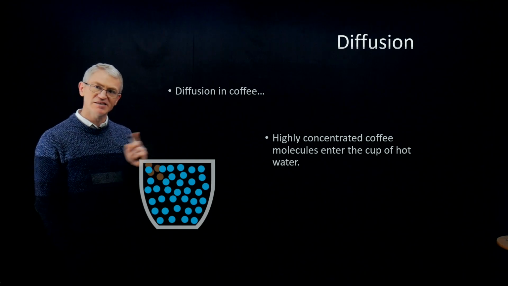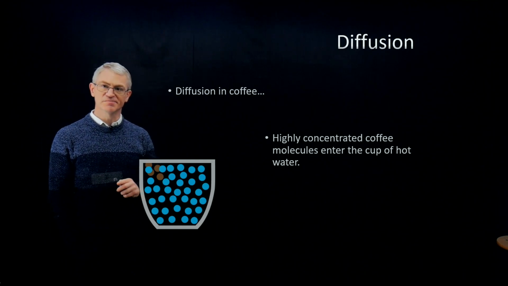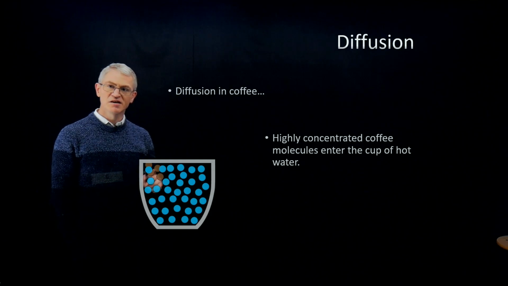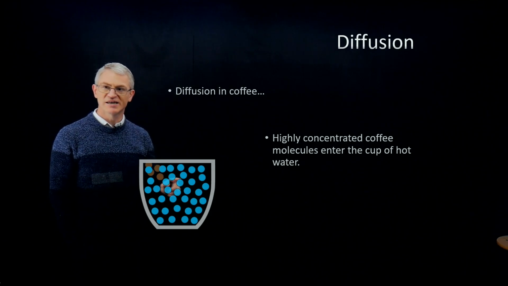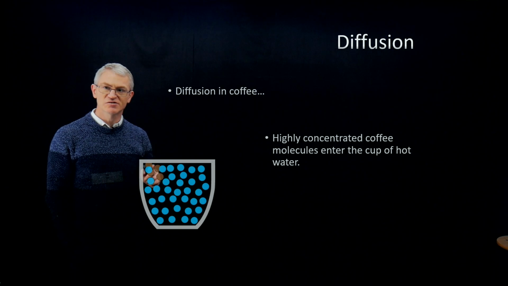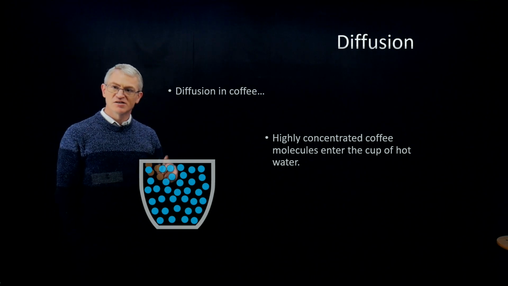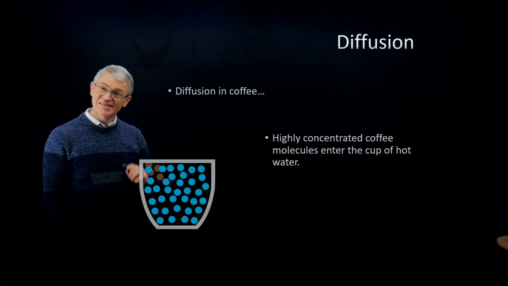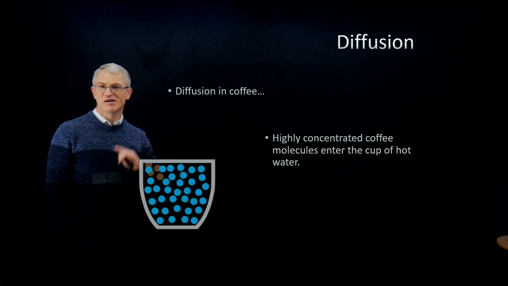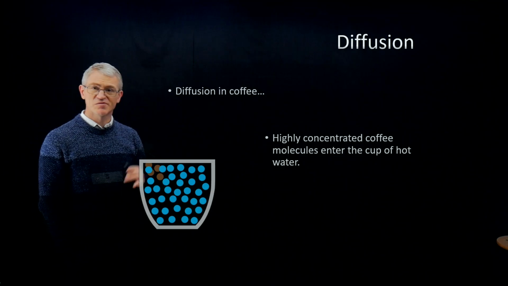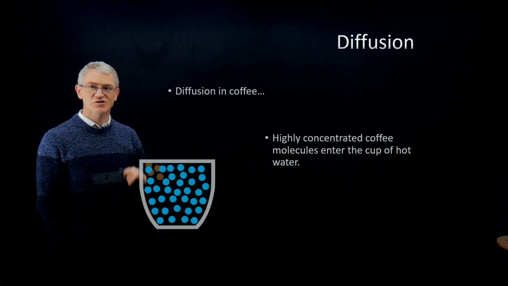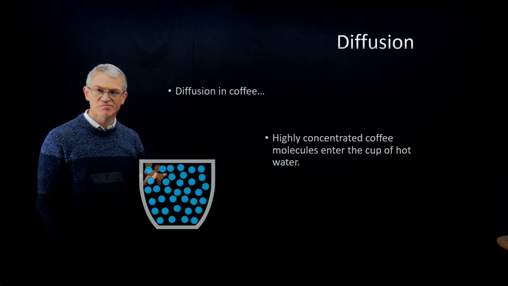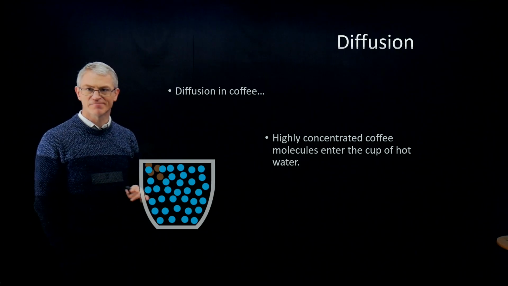Now, let's look at diffusion in a coffee. So here you have your water molecules, the blue ones, and you can see the coffee particles right here. They're highly concentrated, these coffee particles, and they enter the cup of hot water. Now, this is what's happening in liquid, and what we had before was gas, but it could be liquid. If it's liquid, the particles are closer together.